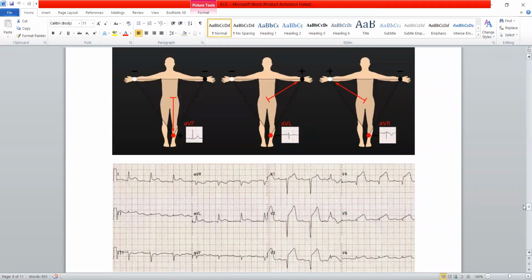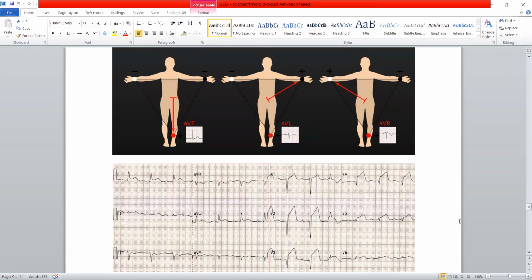Now can anyone look at lead 3 and tell me what are the changes in lead 3? Changes in lead 3. Excellent, Dr. Musharat. There's a T wave inversion and ST depression in lead 3. T wave inversion and ST depression in lead 3.